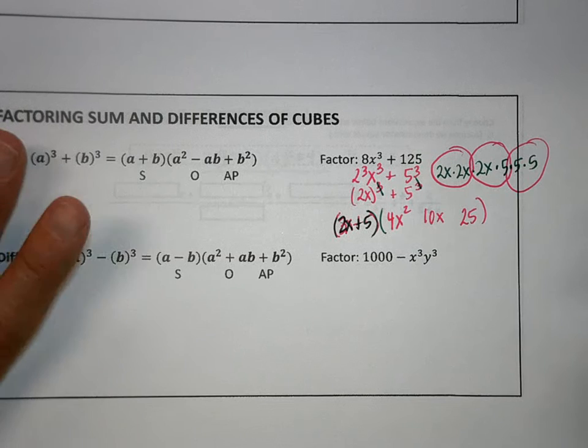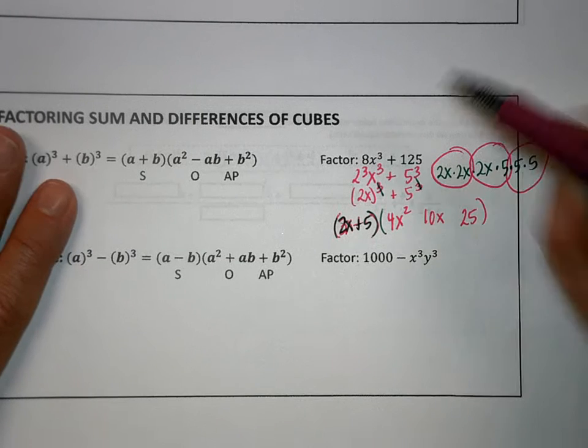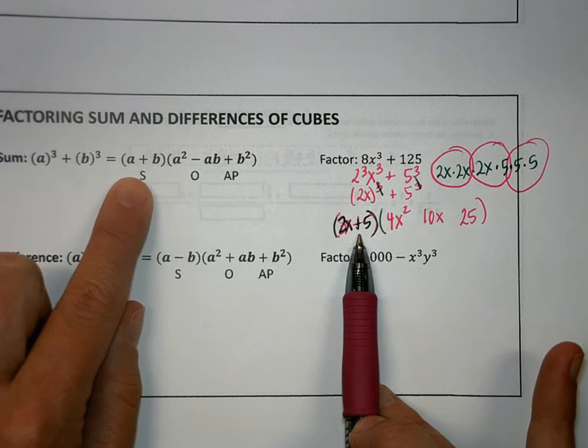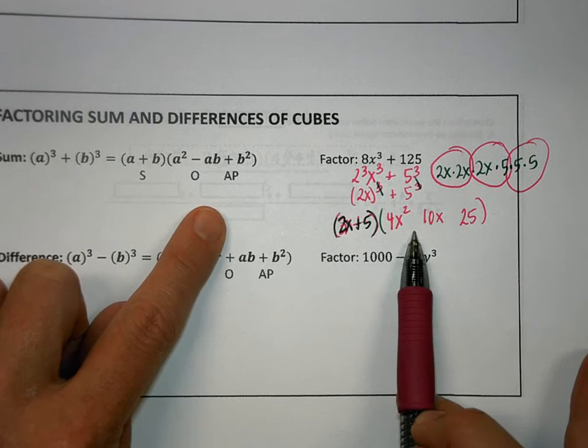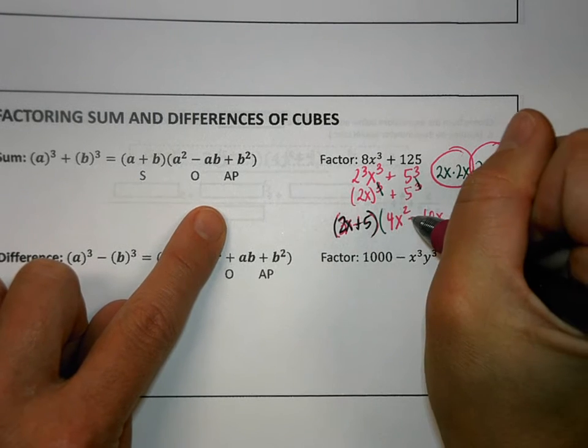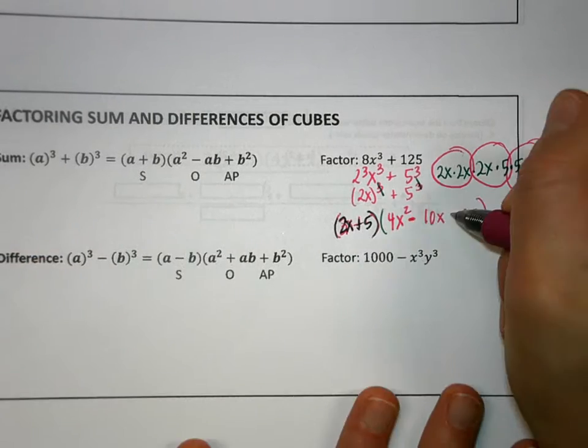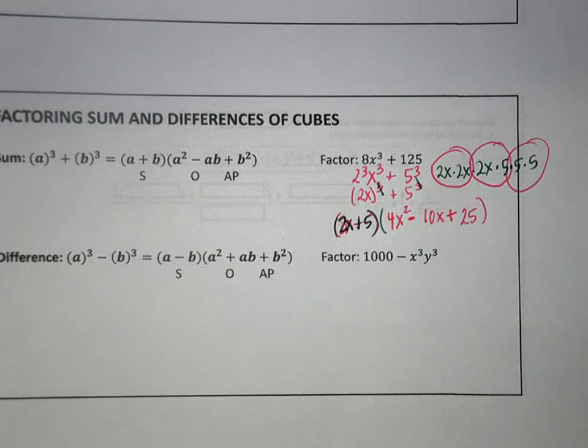And then using SOAP, first term, always the same. Second term is the opposite, which would make it a minus. And the last one is always positive.